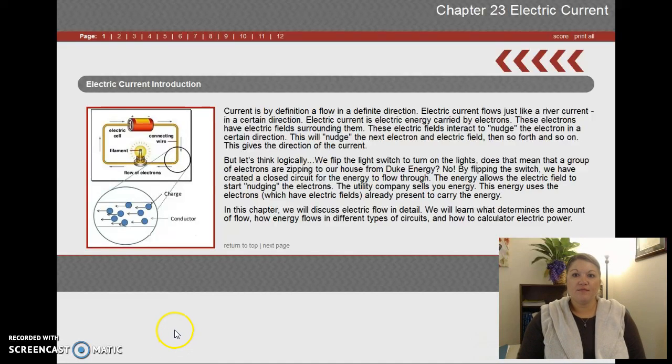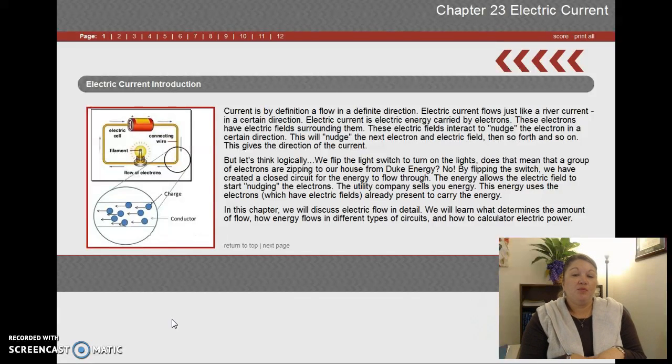Hi guys, chapter 23, all about electric current. Electric current is a little abstract if you think about it. A lot of people think that electricity is those electrons zipping down the line. But if you think about it, you flip a light switch at home. It's not like Duke Power's sending out electrons from the power plant zipping all the way to your house. That's not how it works.